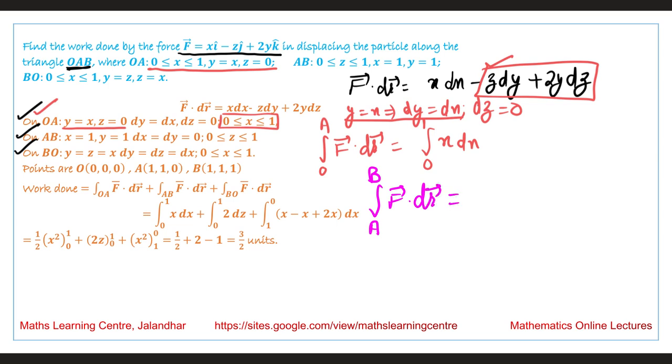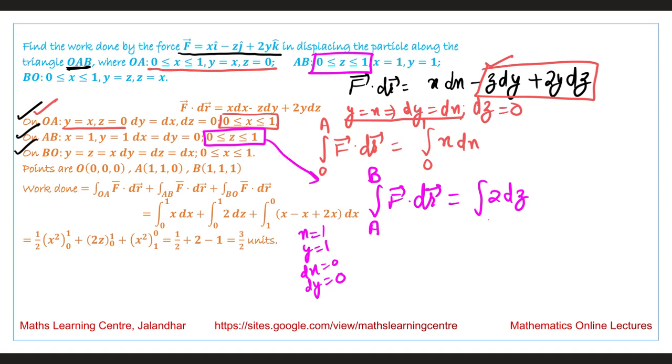Now along AB we have x is equal to 1, y is equal to 1 and z is varying. It means we have dx is equal to 0, we have dy is equal to 0. So we are left with this 2 dz, and the limit of z in this case is varying from 0 to 1. Now we have reached the point B.